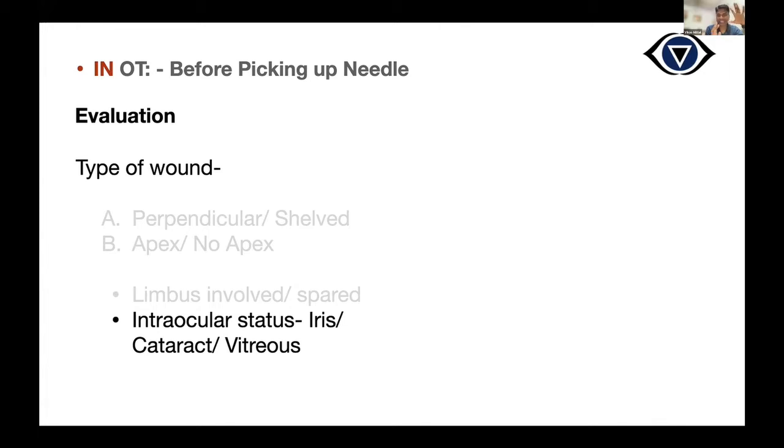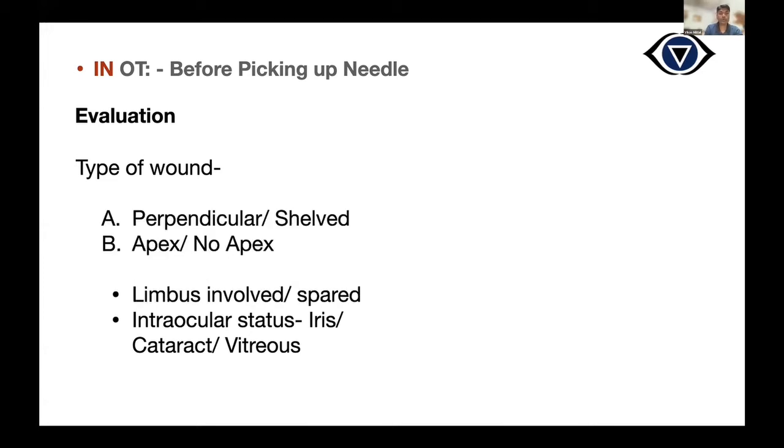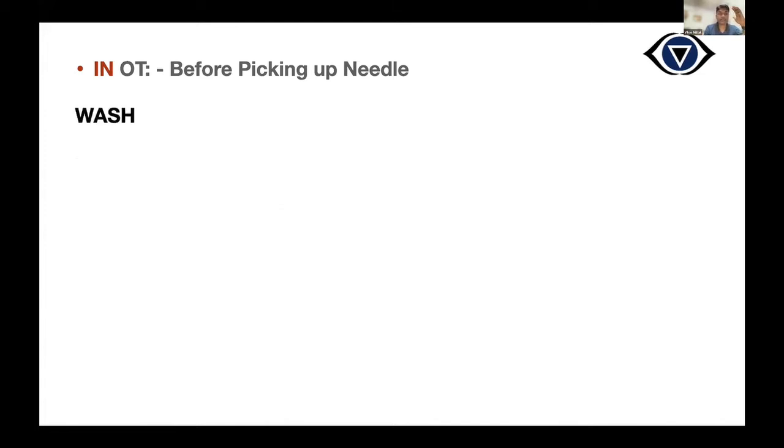So preferably, as far as possible, do plan any other surgery later on, although any other loose lens matter you can plan to remove in this setting itself. Again, if there's vitreous, you need to plan some vitrectomy in the wound, so you need to free your wound from the vitreous. So this is what you are going to do: evaluation before picking up the needle, what kind of wound it is and what are the other things that are involved.